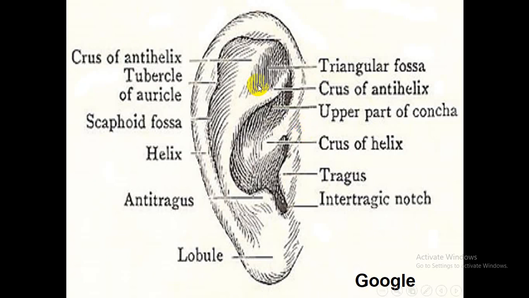The external ear consists of the auricle, this is the auricle, and the external acoustic meatus. The auricle, as we know, is composed of cartilage covered with thin skin which adheres to the cartilage and contains fine hair and sebaceous glands. The auricle is attached to the skull by ligaments and muscles.